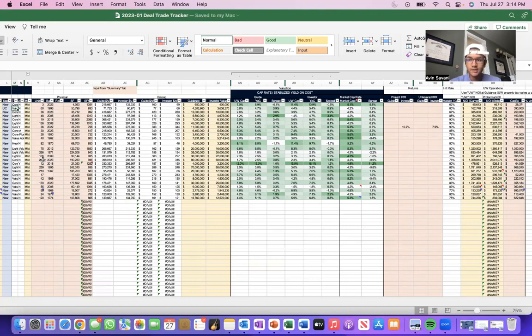So the asset class that I'm obviously more focused on is multifamily, but it could be according to your preference.